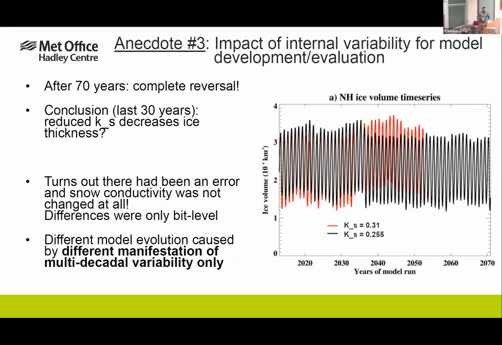But actually, the even more interesting story was that he hadn't changed the snow conductivity at all. He changed it in an area of the code that wasn't being used. And these changes are just bit-level perturbation differences in a sort of 80-year climate run. So what I learned that day was nothing to do with snow conductivity, but I did learn a lot from that picture. That's why I include it here.